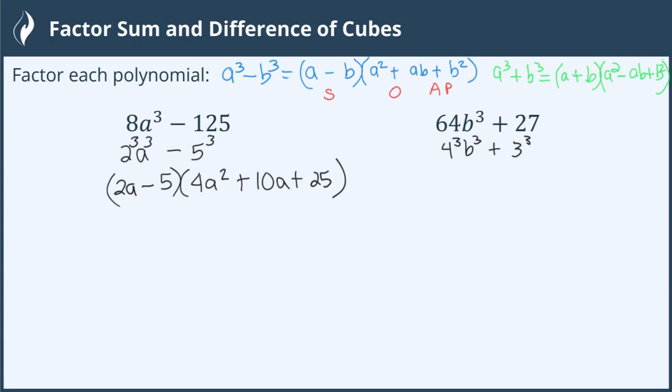Okay, so 2a times 4a squared is going to give us 8a cubed. 2a times 10a is going to give, and notice it's a plus, so we're going to have a plus. So we have 2a times 10a, so it's going to be 20a squared. Okay, 2a times 25 is going to be plus 50a.